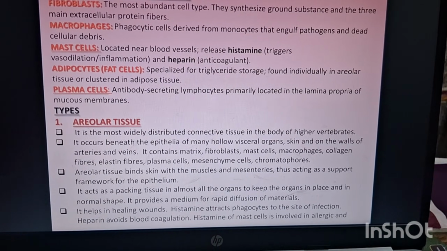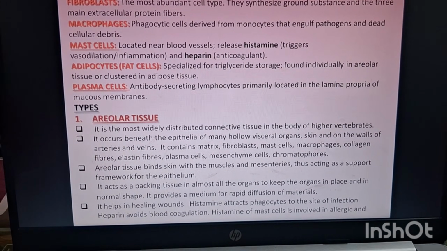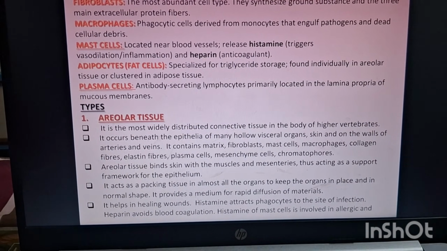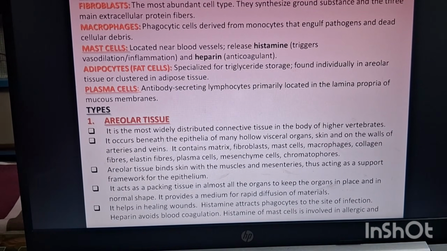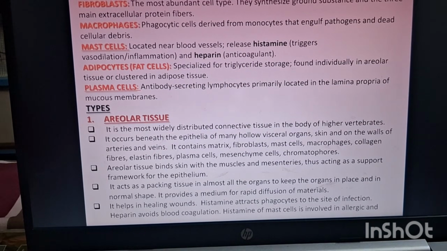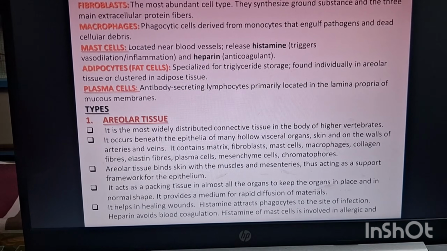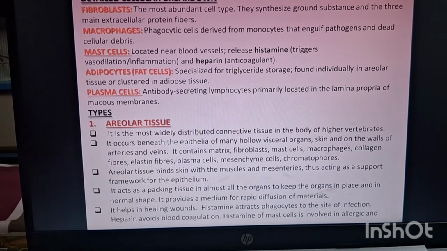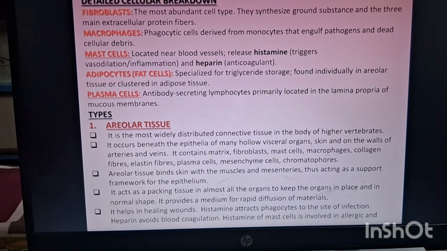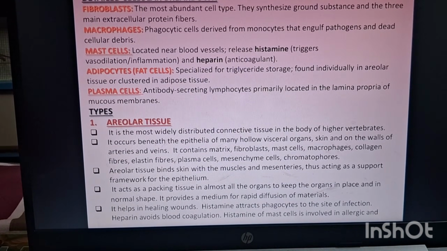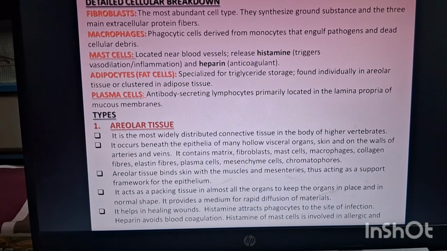Next, detailed cellular breakdown. First is the fibroblast. The most abundant cell type, they synthesize ground substance. Ground substance means a gel-like fluid, and the three main extracellular protein fibers. Next, macrophages. They are phagocytic cells derived from monocytes that engulf pathogens and dead cellular debris. It means they are defense cells that act like scavengers. Next, mast cells. Located near blood vessels, they release histamine. It triggers vasodilation and inflammation.